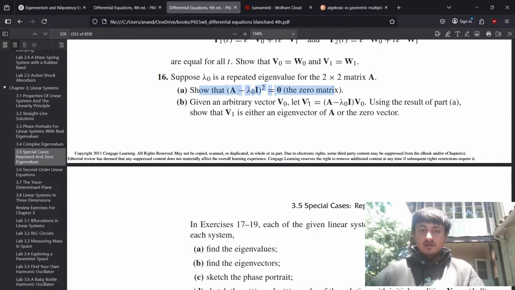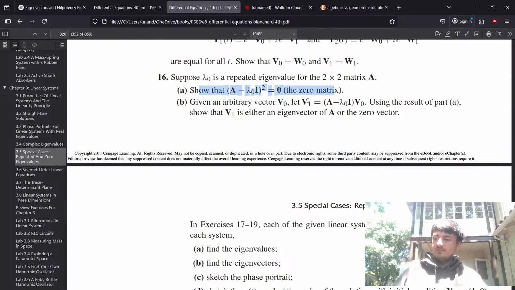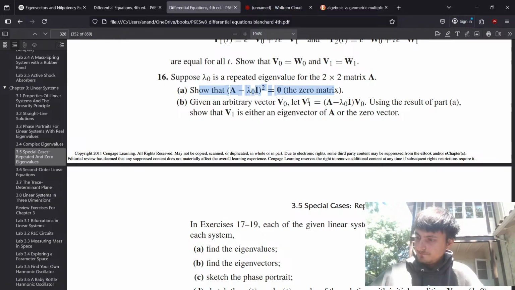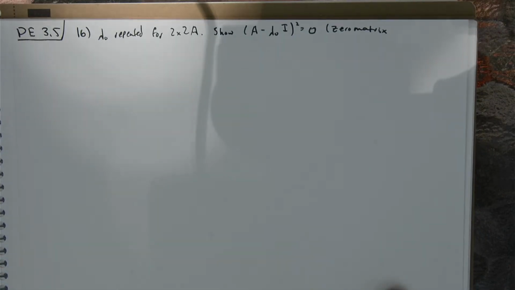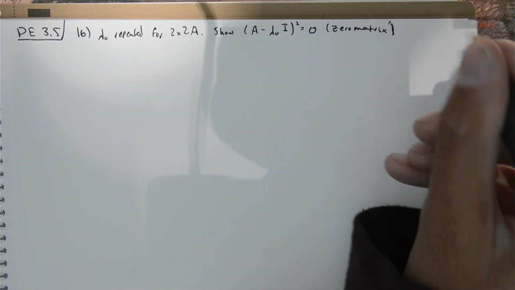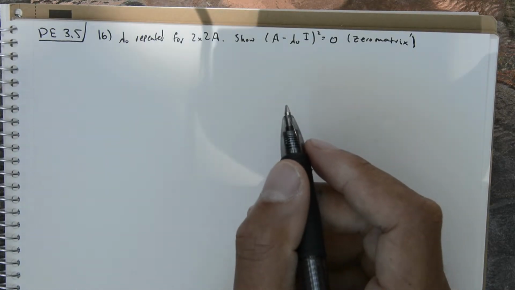16. Okay, so lambda 0 repeated for 2 by 2 A. Show A minus lambda 0 I squared is equal to 0, the 0 matrix. All right. Okay, so how did we show this? We did this earlier and I don't remember.